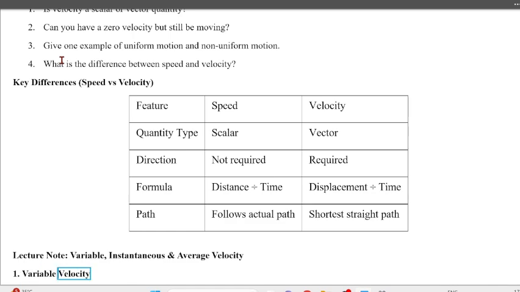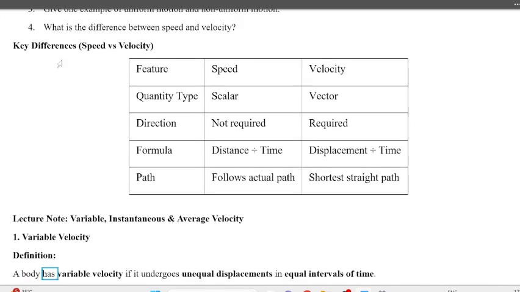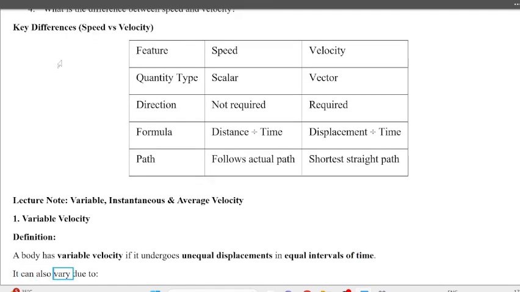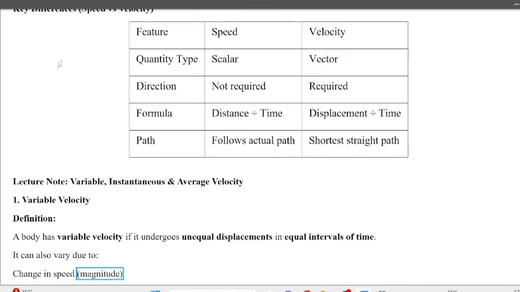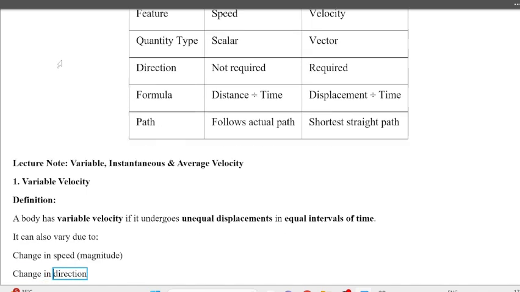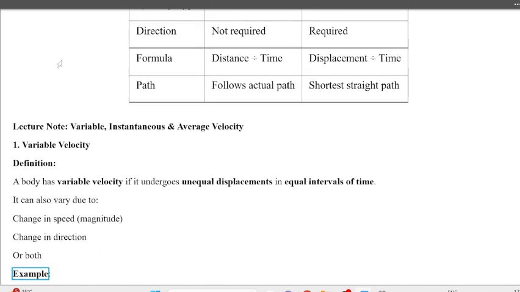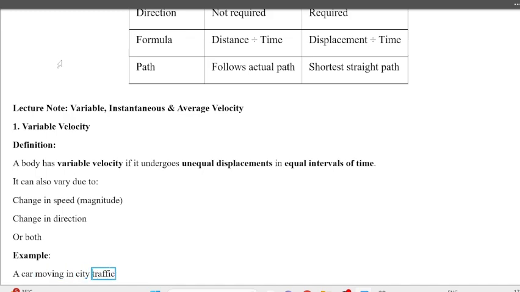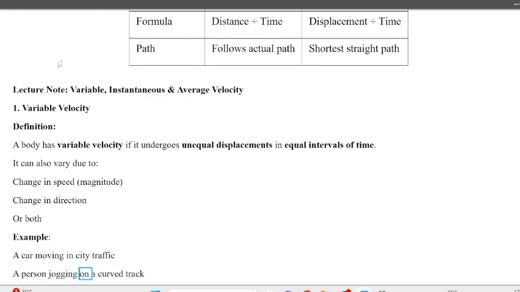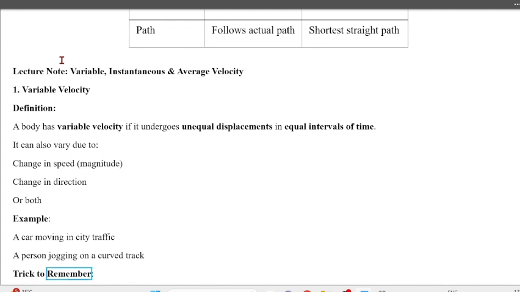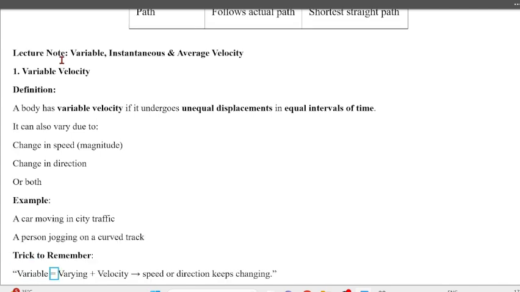Lecture note: variable, instantaneous and average velocity. One: variable velocity. A body has variable velocity if it undergoes unequal displacements in equal intervals of time. It can also vary due to a change in speed, magnitude, change in direction, or both. Example: a car moving in city traffic, or a person jogging on a curved track. Trick to remember: variable is equal to varying velocity, speed or direction keeps changing.